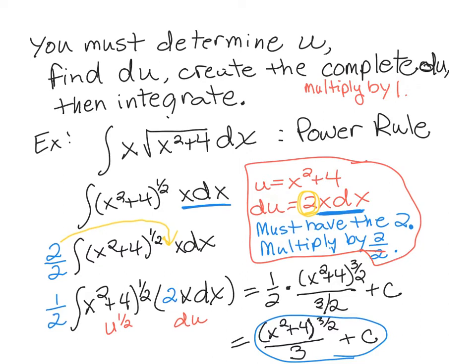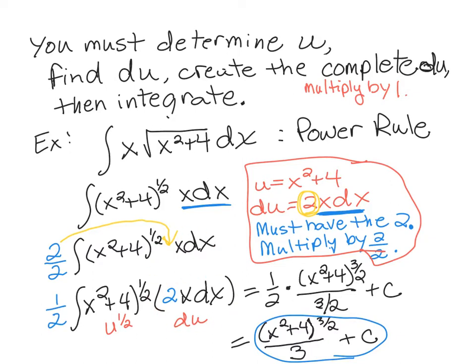The bottom 2 that I multiply by is going to stay on the outside. Multiplication on the outside by a constant is just multiplication on the outside by a constant. That's all there is to it. But I need to use this 2 to create the perfect du.